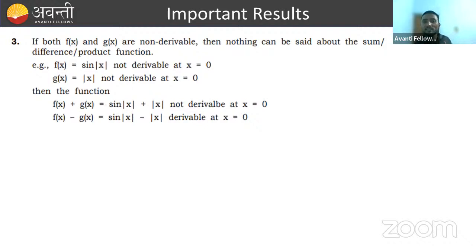Just like the continuity we have seen, we can just remember it. If both functions are not differentiable or not derivable, then the sum, difference and product can be differentiable sometimes, not always, but sometimes. We can't blindly say that if both are not differentiable, then the sum, difference and product will also not be differentiable. It is not like that. In some cases, it can be differentiable. So you can see one example like that also.